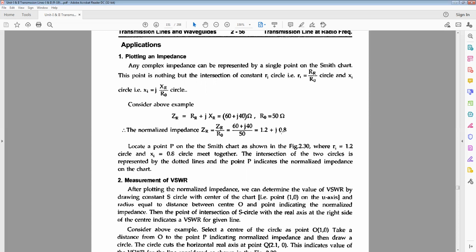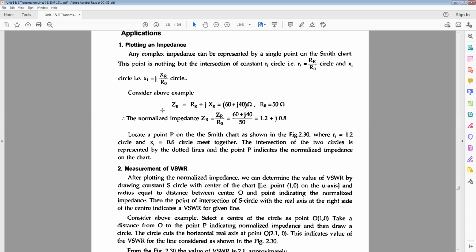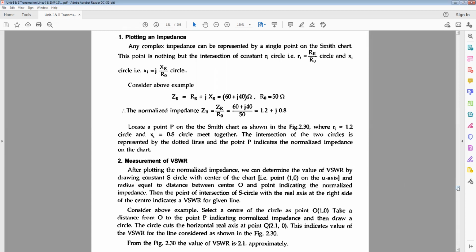And this normalized impedance you can plot on the Smith chart and locate a point P, with R circle 1.2 and X circle 0.8. So locate a point P on the Smith chart where R circle is 1.2 and X circle is 0.8 and they meet together. The intersection of the two circles is represented by dotted lines, and the point P indicates the normalized impedance on the chart. Now you can see how we can plot that normalized impedance 1.2 plus j 0.8.